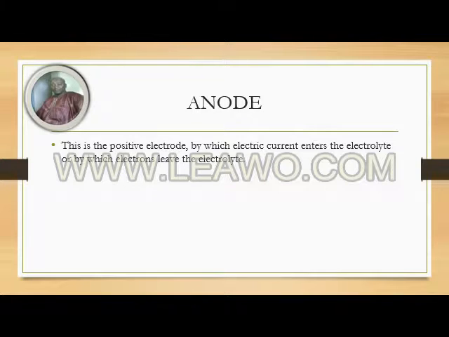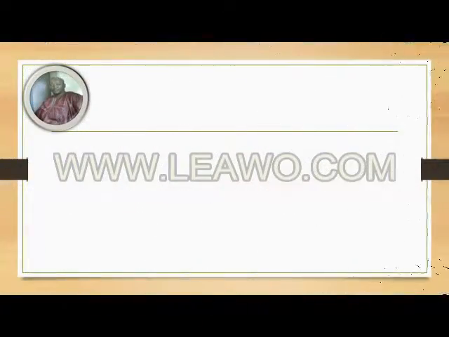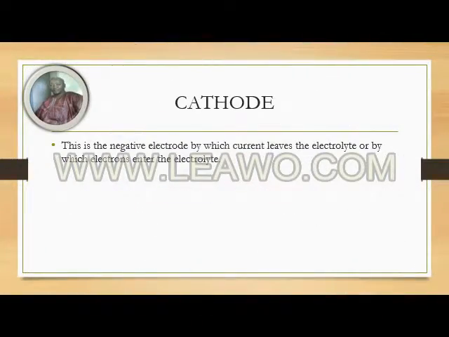3. Anode. This is the positive electrode by which electric current enters the electrolyte or by which electrons leave the electrolyte. 4. Cathode. Cathode is the negative electrode by which current leaves the electrolyte or by which electrons enter the electrolyte.